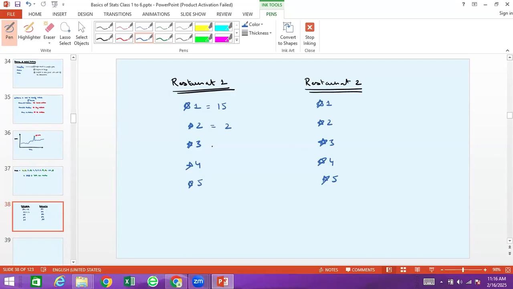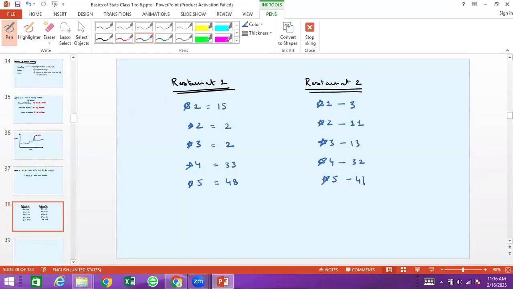2 people gave me 2-star. 2 people gave me 3-star. 33 people gave me 4-star. Let's say 48 people gave me 5-star. Similarly here, let's say 3 people gave me 1-star. 11 people gave me 2-star. 13 people gave me 3-star. 32 people gave me 4-star. And let's say 41 people gave me 5-star.